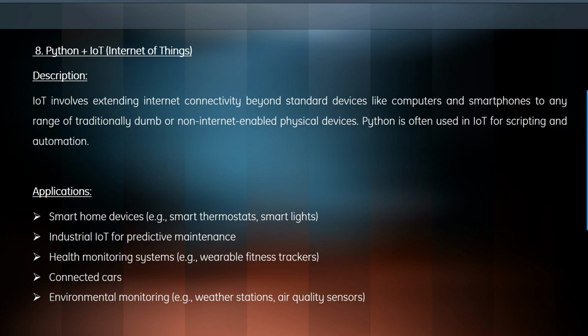Moving on, we have Python plus IoT, which is Internet of Things. What is Internet of Things? Internet of Things involves extending internet connectivity beyond standard devices like computers and smartphones to a range of traditionally dumb or non-internet-enabled physical devices. Python is often used in IoT for scripting and automating. So if you want to connect one device with another, the connection of the entire gadgets to one thing is called Internet of Things.